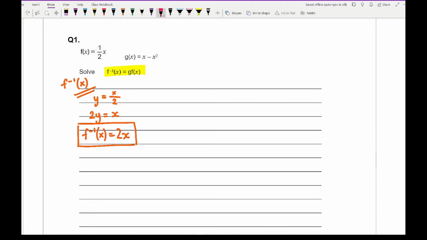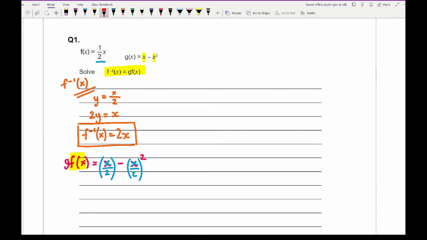The next thing for me then to work out is what gf of x is. Now for this, what you want to do is substitute f of x in as x in the function of g. So here, if I write down the function of g of x, now instead of writing x I'm going to write a half x instead. So here all I'm going to do is write this as that and just put that in brackets. So all I've done is wherever I see an x in the g of x, I've swapped it with the function of f.